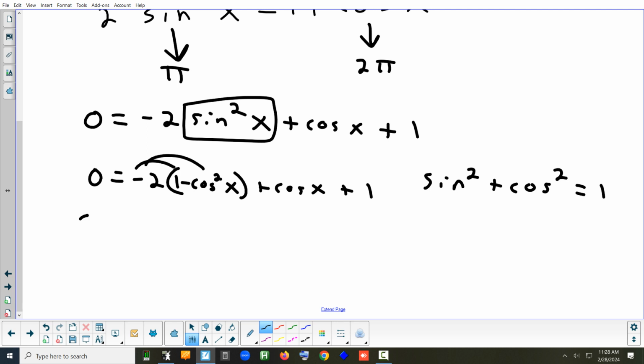So distribute that out. What's -2 times 1? -2. -2 plus 1 is -1. So my constant is -1. What's -2 times negative cosine squared? 2 cosine squared. And then just bring down your cosine.